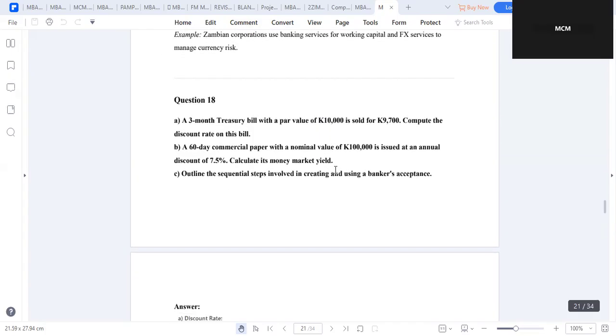Then we go to question number 18. We have a 3-month treasury bill with a face value of 10,000 sold for 9,700. Compute the discount rate for this bill. All right, so the discount value. How do we calculate the discount rate?